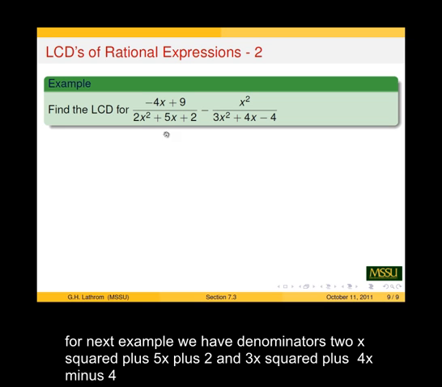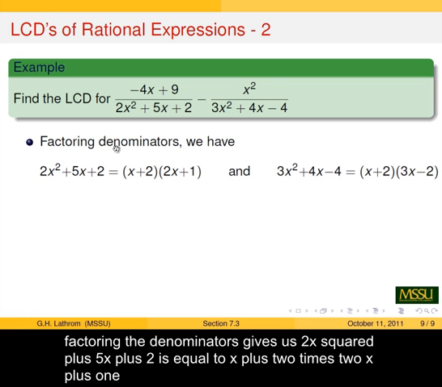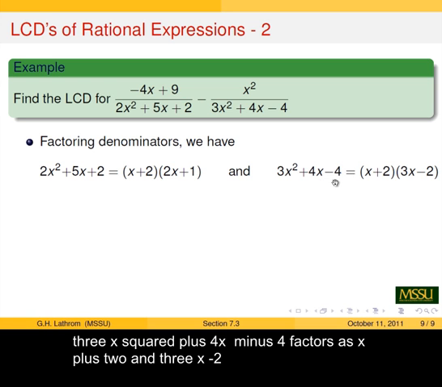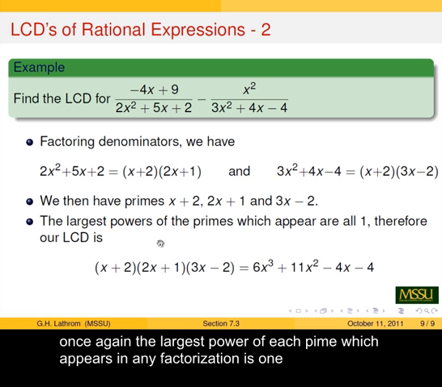In our next example, we have denominators 2x squared plus 5x plus 2 and 3x squared plus 4x minus 4. Factoring the denominators gives us 2x squared plus 5x plus 2 is equal to x plus 2 times 2x plus 1. 3x squared plus 4x minus 4 factors as x plus 2 times 3x minus 2. The primes which appear are x plus 2, 2x plus 1, and 3x minus 2. Once again, the largest power of each prime which appears in any factorization is 1.